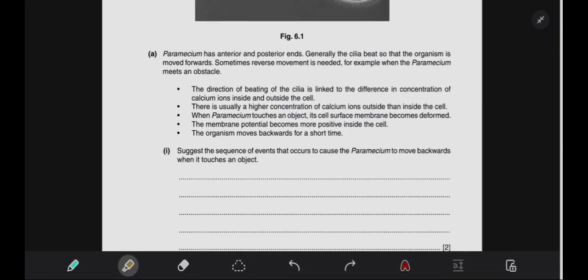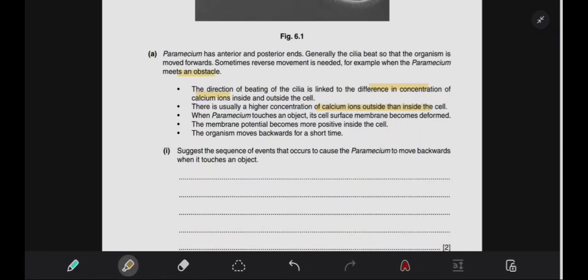Paramecium has anterior and posterior ends. Generally, the cilia beat so that the organism is moved forwards. Sometimes reverse movement is needed, for example, when the paramecium meets an obstacle. The direction of the beating of the cilia is linked to the difference in concentration of calcium ions inside and outside of the cell. There is usually a higher concentration of calcium ions outside than inside the cell.